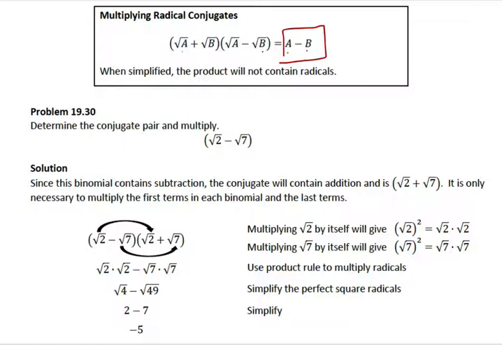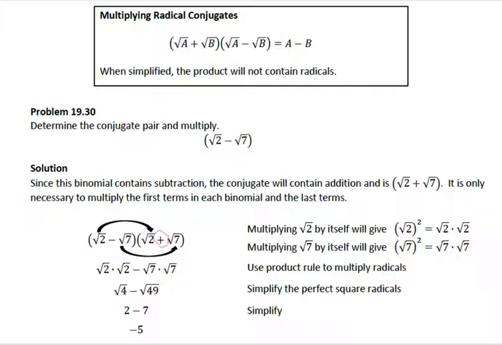So let's determine the conjugate pair and multiply for this expression. Let's see that this rule is really the case. What we have is the square root of 2 minus the square root of 7. Its conjugate will have a plus sign in between. The steps that simplify this are not shown here, but we can talk about that.